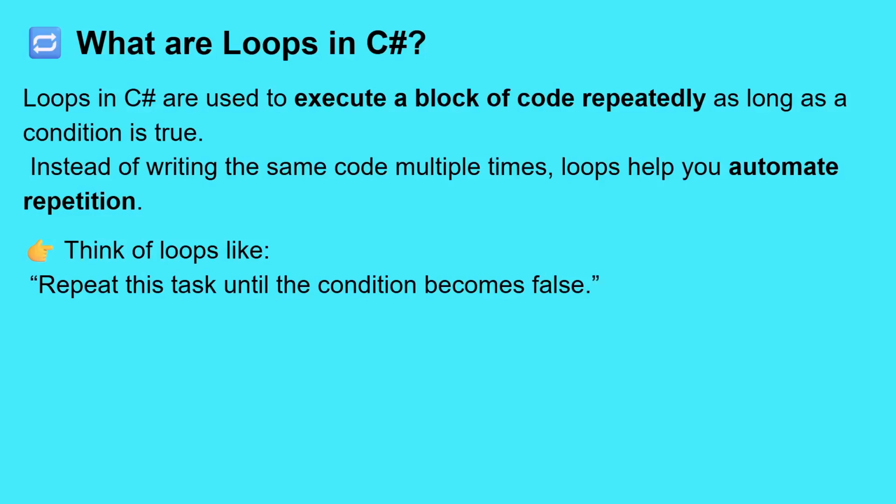Today we are going to learn about what loops are in C Sharp. Loops in C Sharp are used to execute a block of code repeatedly as long as a condition is true. Instead of writing the same code multiple times, loops help you automate the repetition. Think of loops like "repeat this task until the condition becomes false."